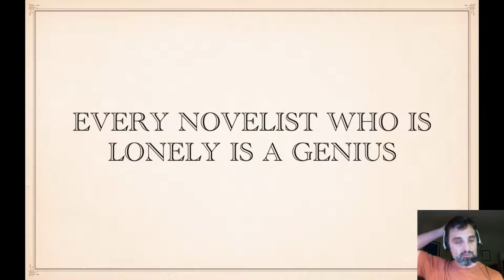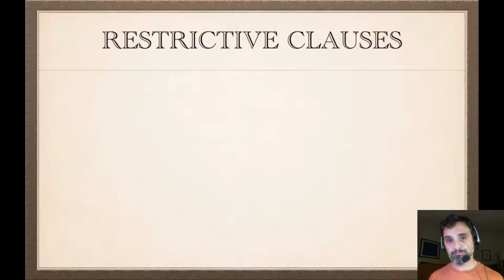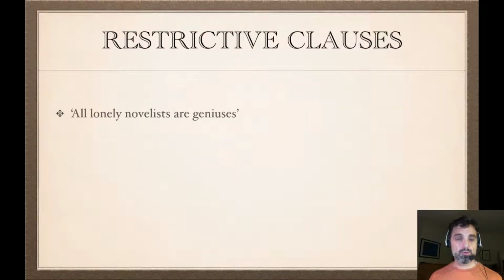So here we have every novelist who is lonely is a genius. Okay, so what's going on here? We could say all novelists who are lonely are geniuses. So here we have a restrictive clause. So consider the sentence, all lonely novelists are geniuses. That would be for all x, if Lx and Nx, then Gx, right?